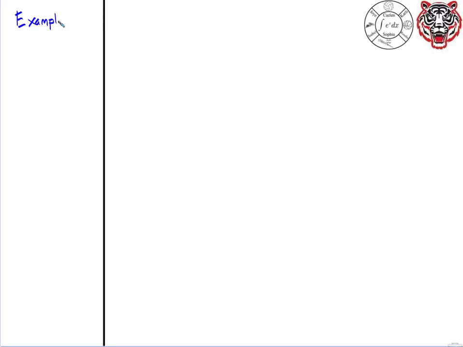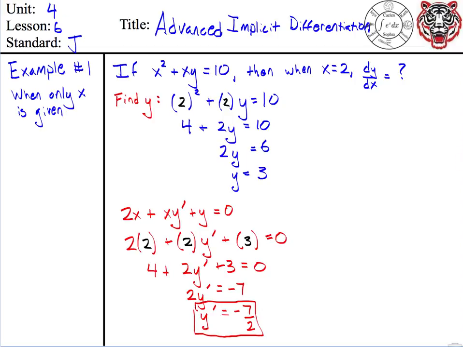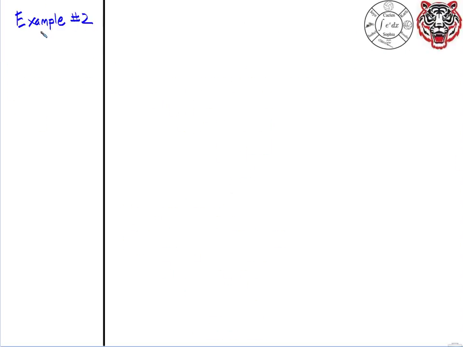So y prime is negative 7/2. Yes, negative 7/2. So in this case, I'm finding the second derivative. That can be y double prime, or you might think of this as d squared y over dx squared.